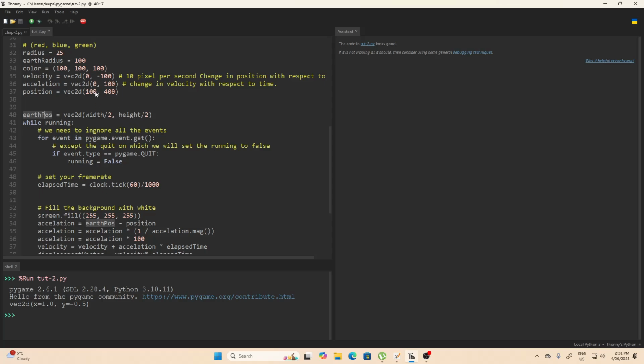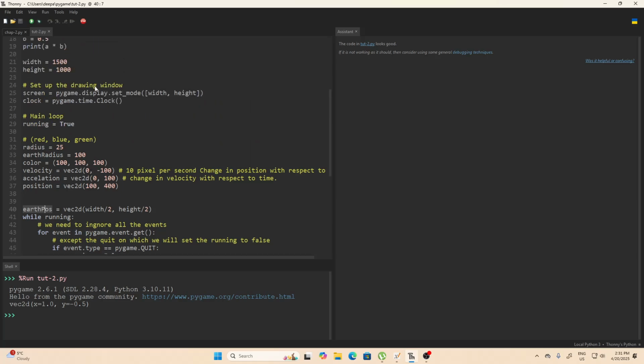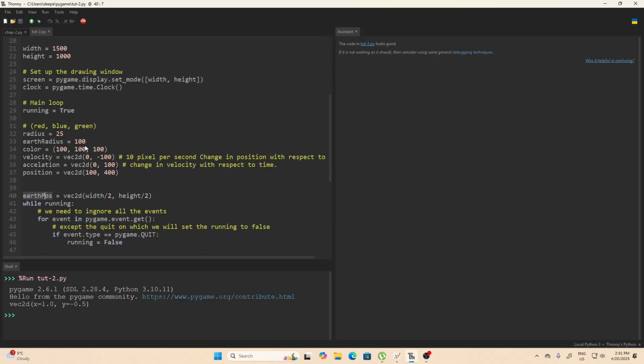It is half, right? So nearly at the center, right? Yeah. And that is half of how much? How much is the screen size? 1500. Okay, so let's just try this.